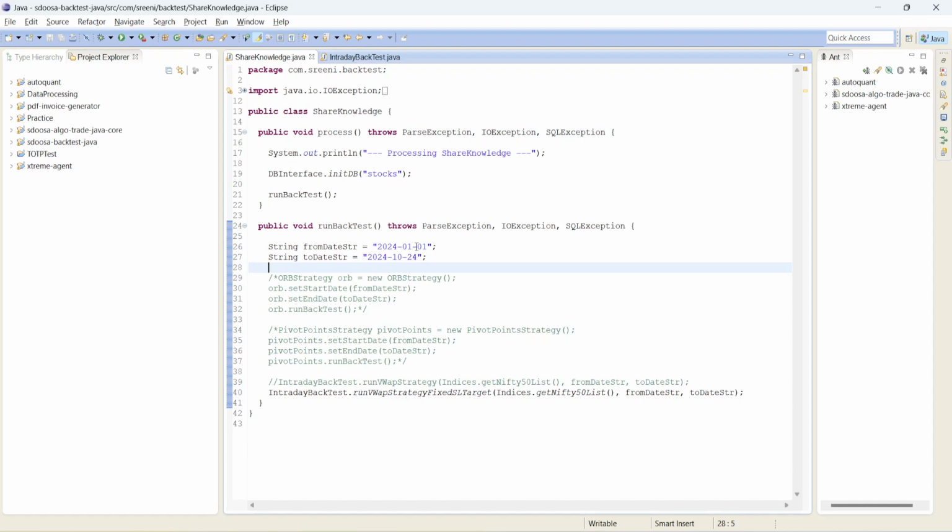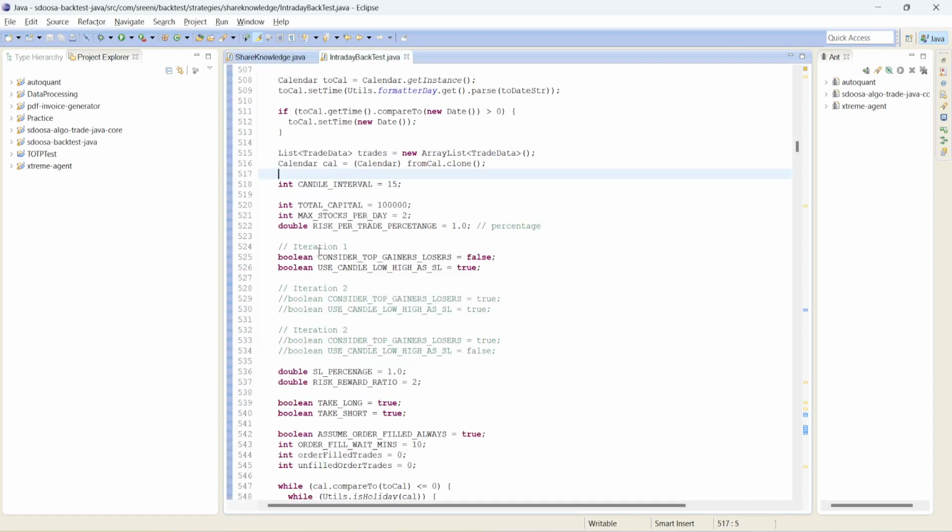Here the time period selected is the year 2024, from January 1st till date. So look at iteration 1. Here consider top gainers losers is false. That means we are going to consider all the Nifty 50 stocks for backtesting. And here we are using candle low or high as SL, true. Okay, let me run the backtest.